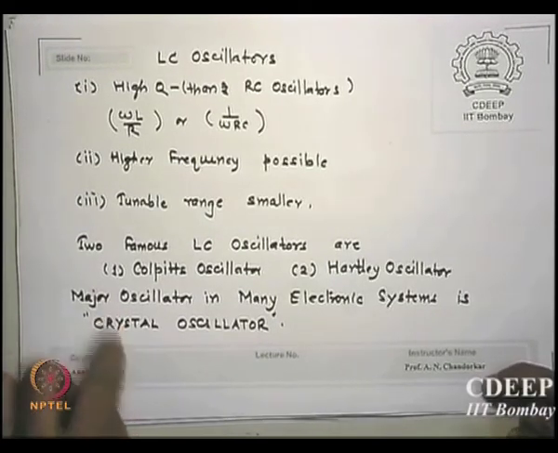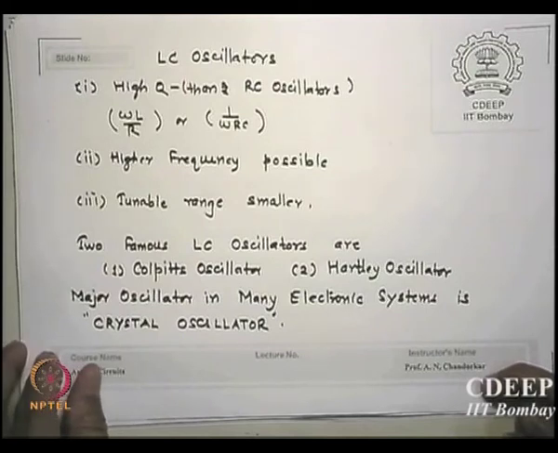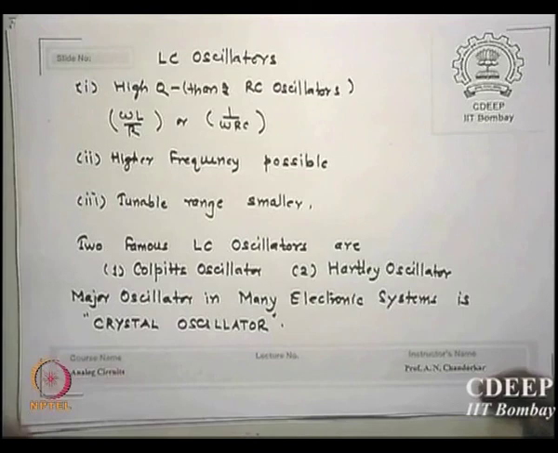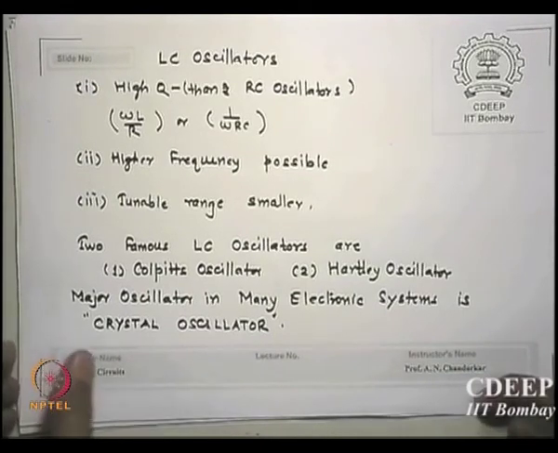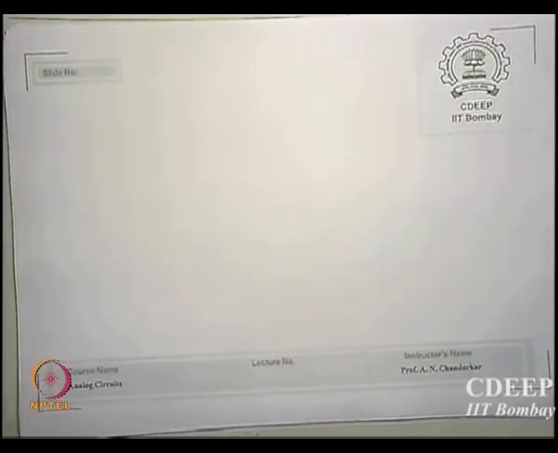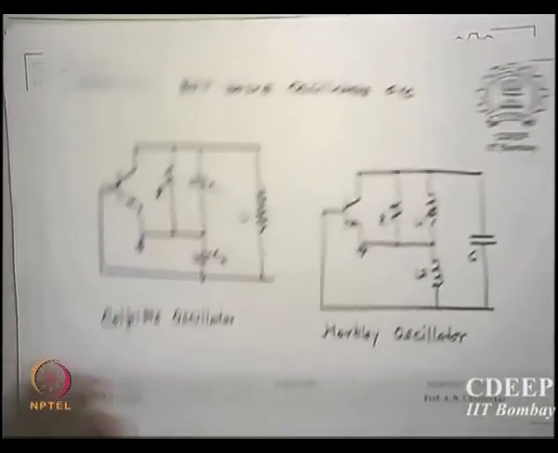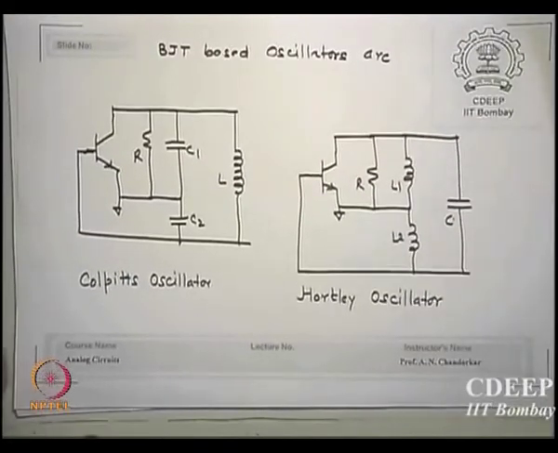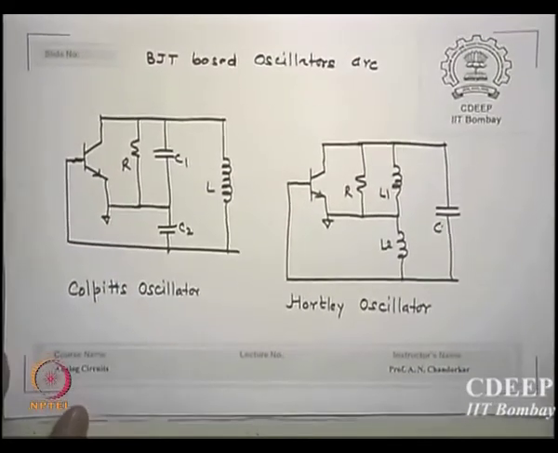Why am I clubbing this with LC? Obviously I believe that the crystal equivalent is like an LC network. This is my assumption, which I can prove, but not in this course. So let us take a typical BJT-based oscillator, and then I will show you the MOS equivalent. I will just show you the circuit diagram.